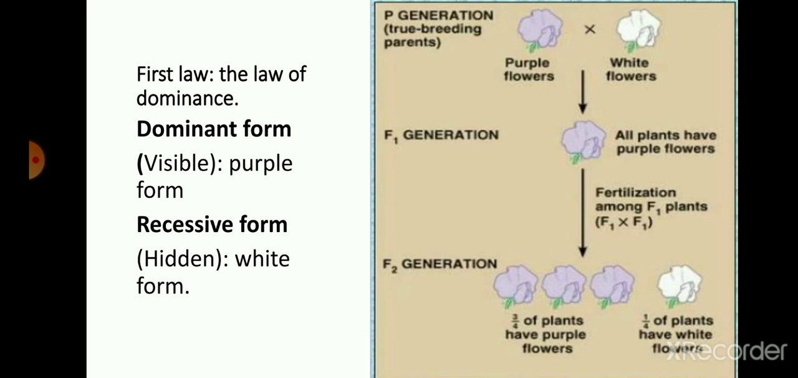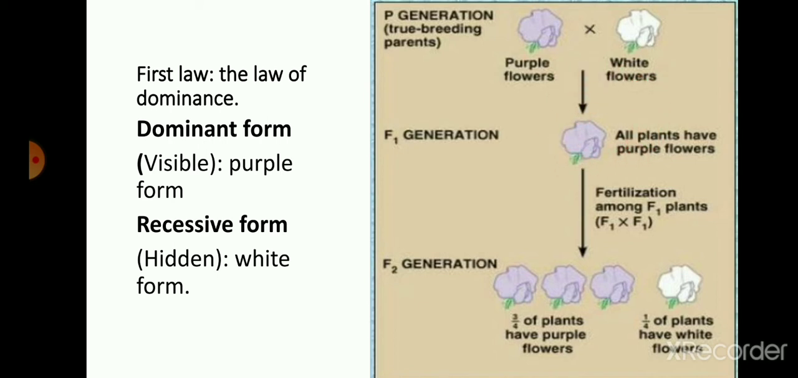So in this figure you can see the purple flower having the dominant form, that is the dominant allele, which is dominant in trait and shows the purple form of the plant, and this is the white flower, in the parental generation. These are the pure breeding varieties, and this one carries the dominant allele, and this one carries the recessive allele. When we cross these two parental generations and form the F1 generation, all plants have the purple form.